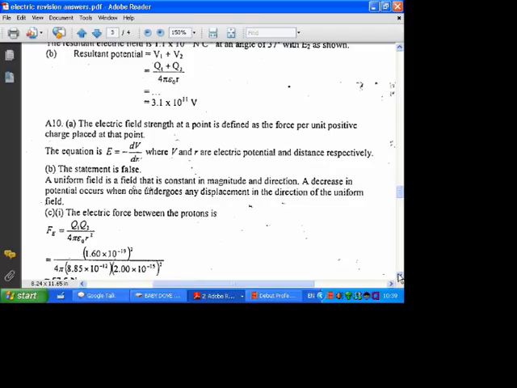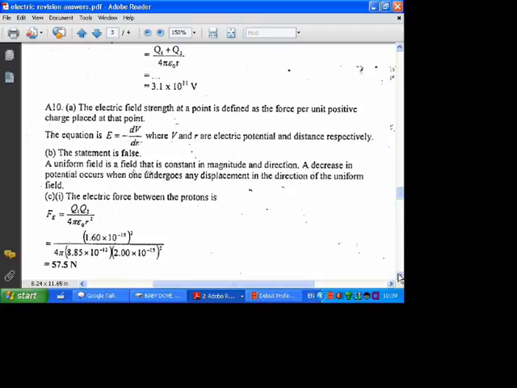So let's calculate the electric force between the two protons in the nucleus. It's very big, see? 57.5 newtons. As compared to the weight of the protons, the weight of a proton can be thrown away. It's negligibly small.